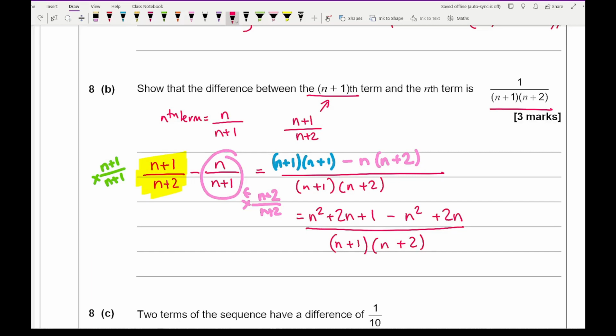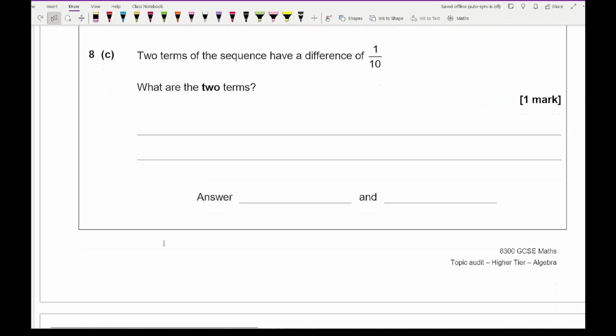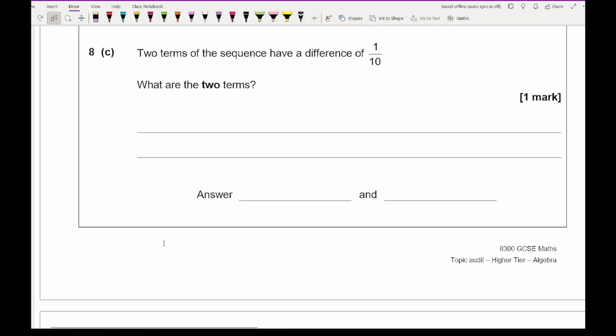And then cancelling things out, I'm left with 1 over n plus 1, n plus 2, which is what they wanted me to show. Then for 8c, it says two terms of the sequence have a difference of 1 over 10. Which are the two terms? So for this question, what I would do is pick one of the terms and then just add 1/10 to it and see if your answer has a difference of 1 between the numerator and the denominator.